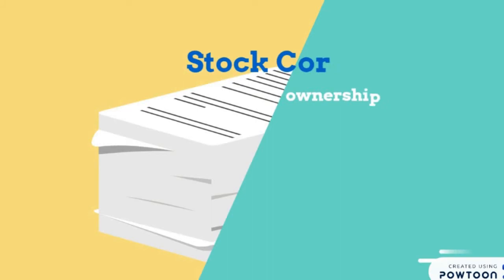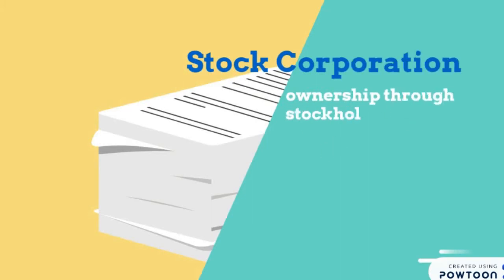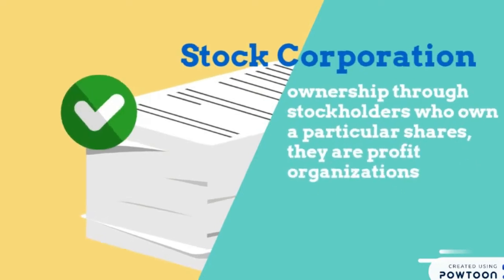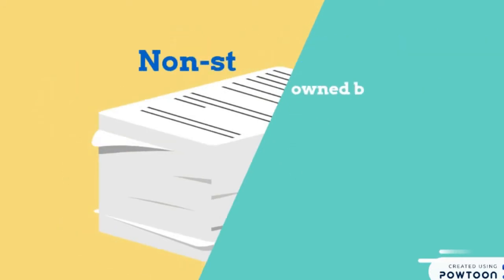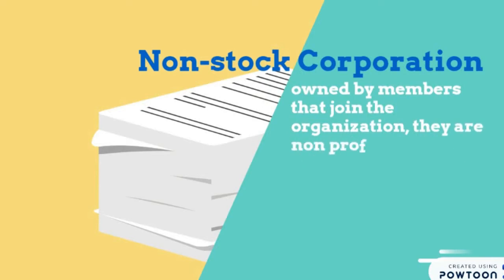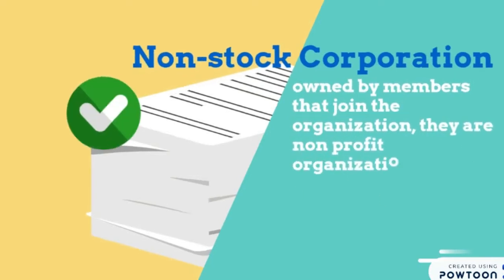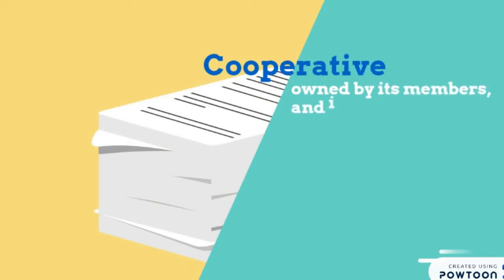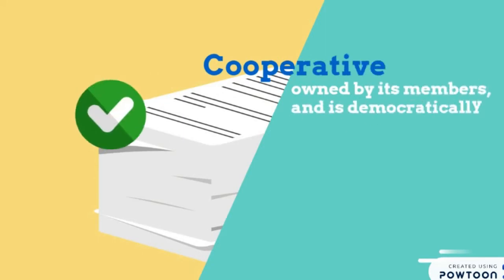Types of corporation. Stock corporations. Ownership through stockholders who own a particular share. They are profit organizations. Non-stock corporation, owned by members that joined the organization. They are non-profit organizations. Cooperative or co-op, owned by its members and is democratically operated.